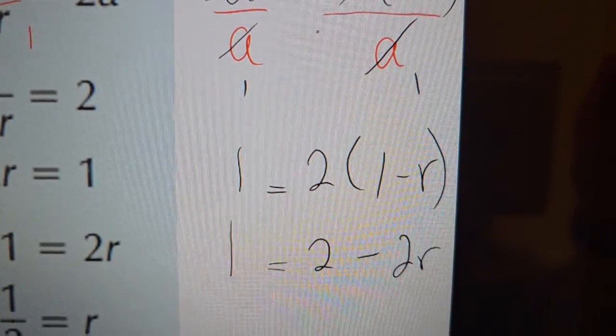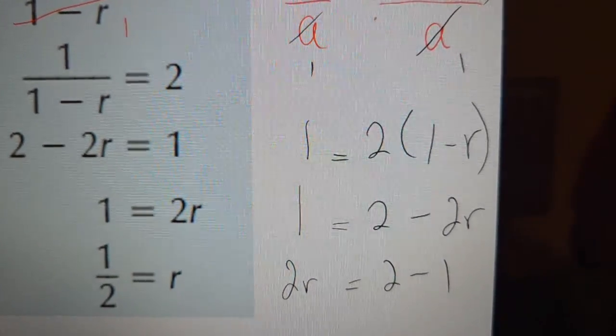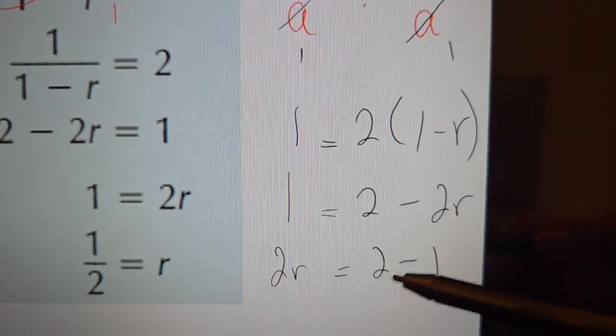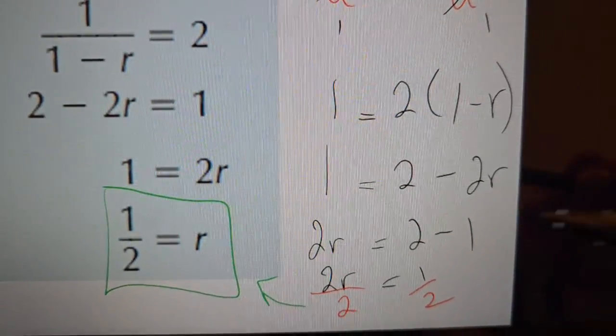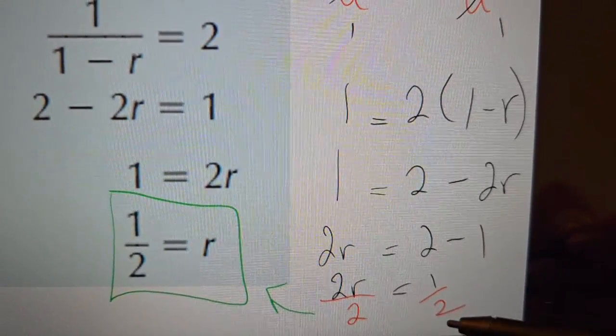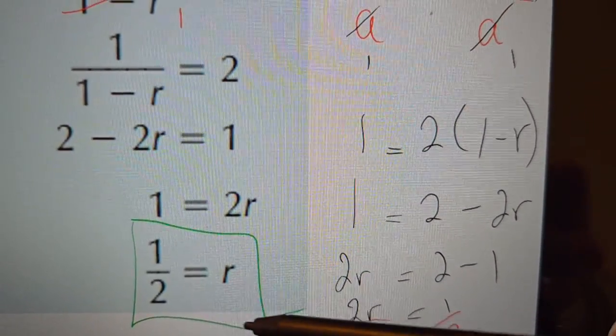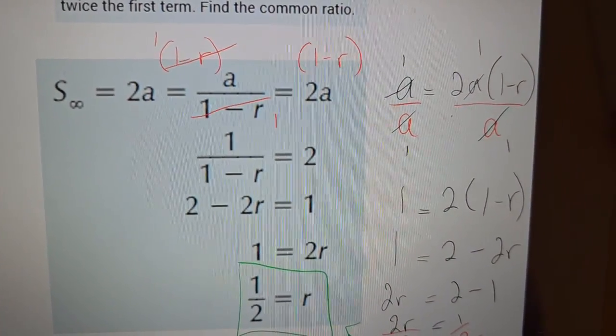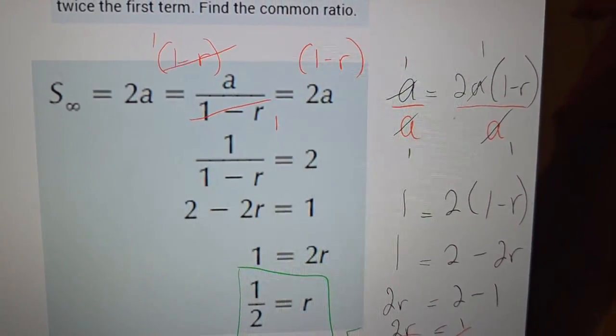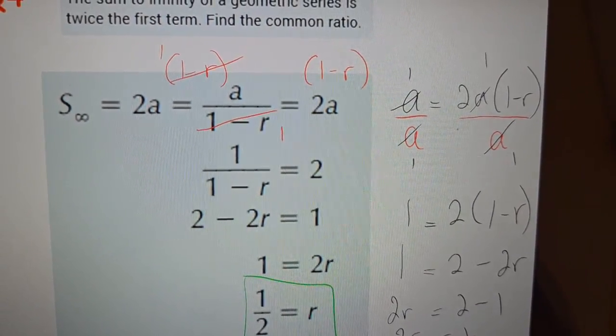You can then multiply that out. Then you could bring your r's to one side. I brought them to the left. 2 take away 1 is 1, and then to get r on its own, divide across by 2. And you'll get r on its own is now equal to a half. So I've now found the common ratio for r. So you can do it a couple of different ways. It's just working with an algebraic equation. It doesn't really matter what way you want to do it.